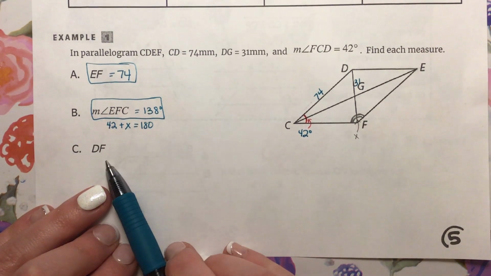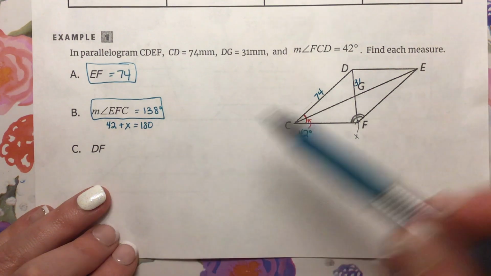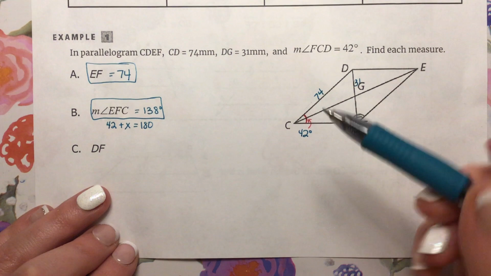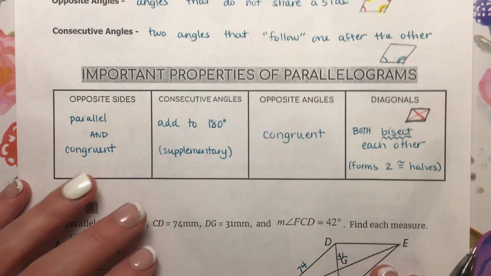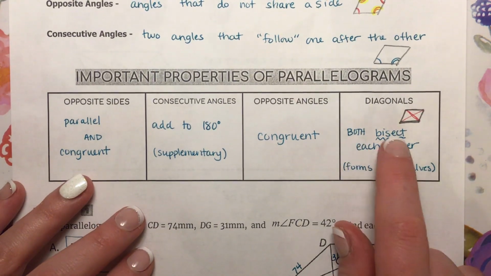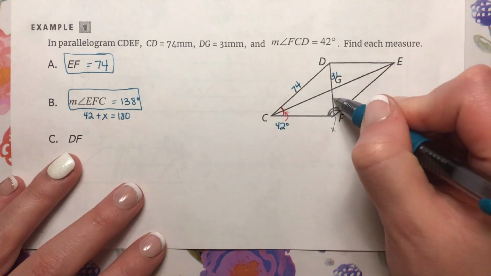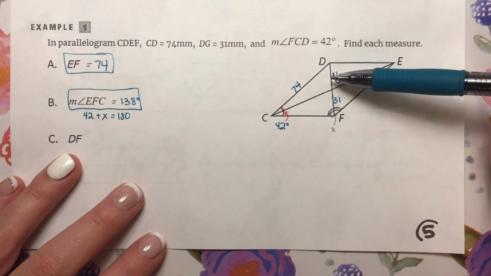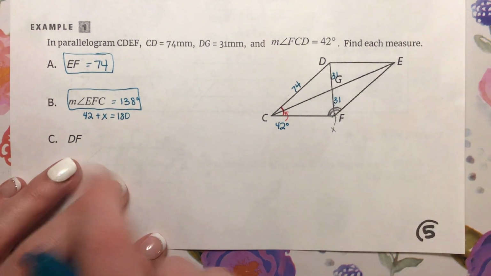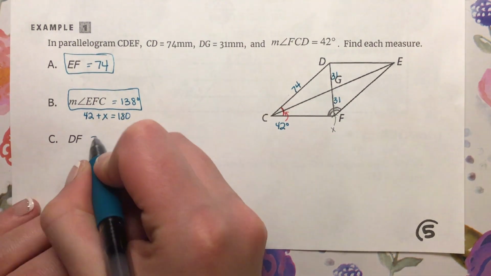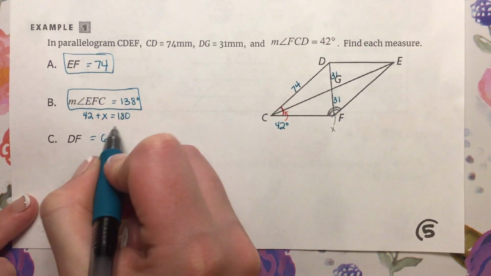And now I'm looking for the value of DF. Okay, so from D all the way down to F. So this is a diagonal, so let's go to what we know about diagonals. Diagonals bisect each other. So in other words, this half is 31, but also this half down here is 31. Well, if half is 31 and half is 31, and I'm looking for the total DF, I just need to add them up, and I am going to get 62 for that value.